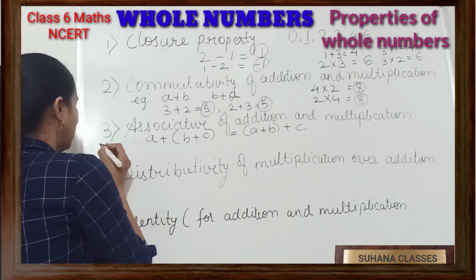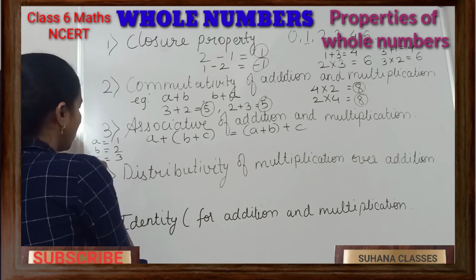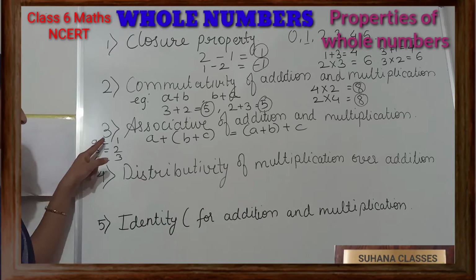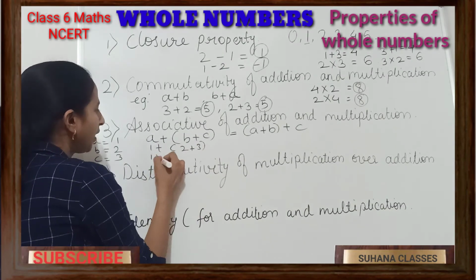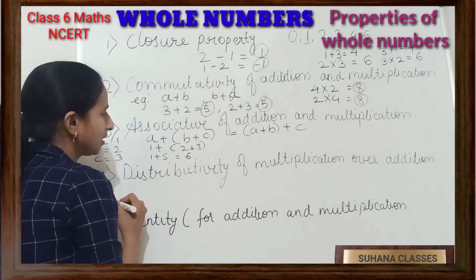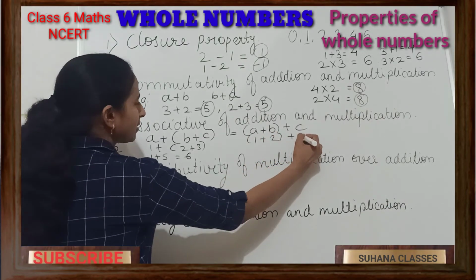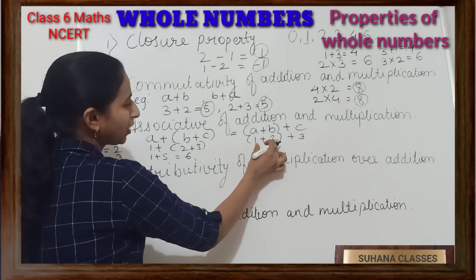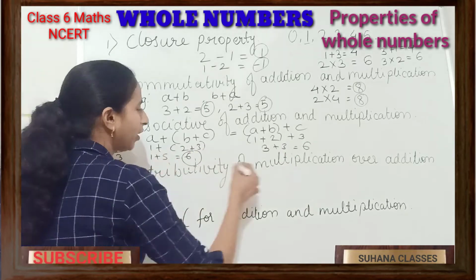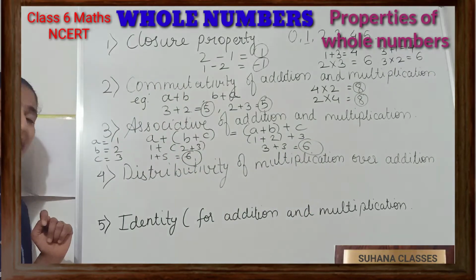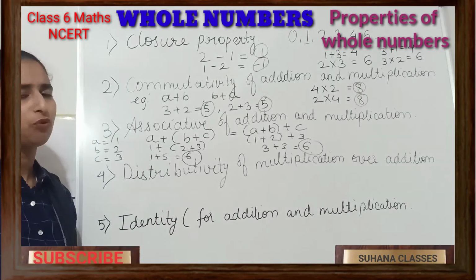So let us take an example. I'll think that my A is 1, B is 2 and C is 3. So wherever I see A, B, C, I will put the numbers 1, 2, 3. So 1 plus 2 plus 3. Here 1 plus 2 is 3, and plus 3 I am getting the answer as 6. Let us check it here. A is 1, B is 2 plus C is 3. So 2 plus 3 is 5, and 1 plus 5 is 6. So what answer did I get here? In both the cases I got the same answer. That means what? Associative property is followed by addition of whole numbers.